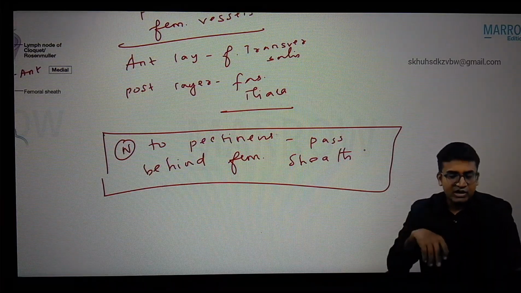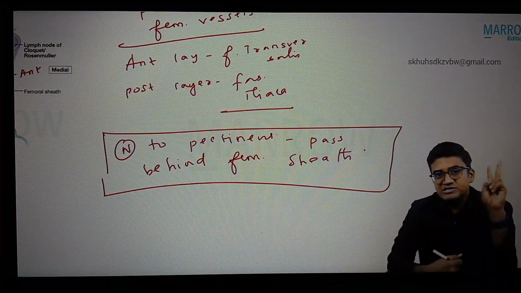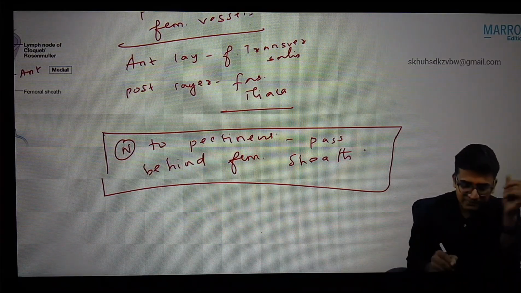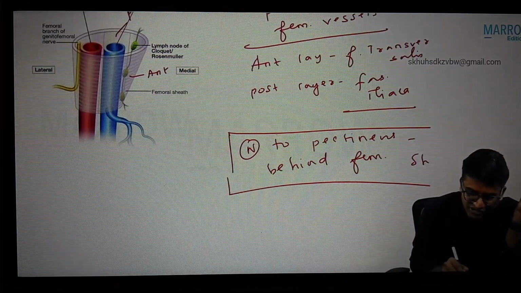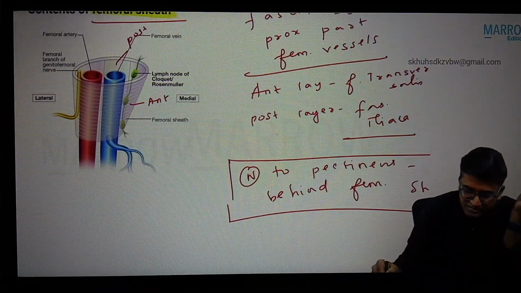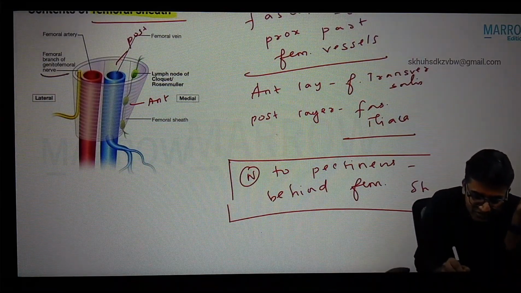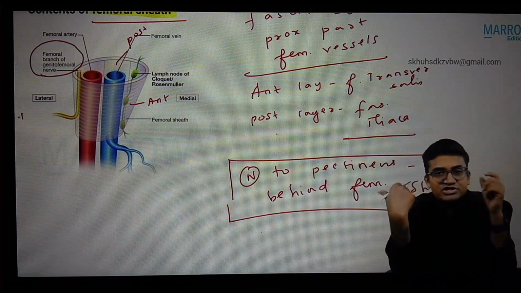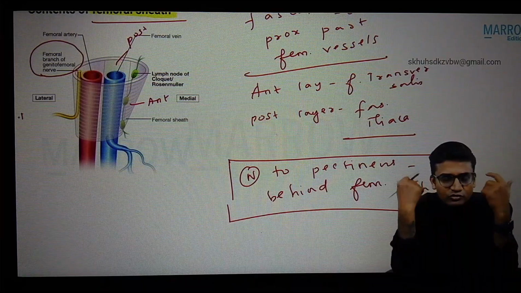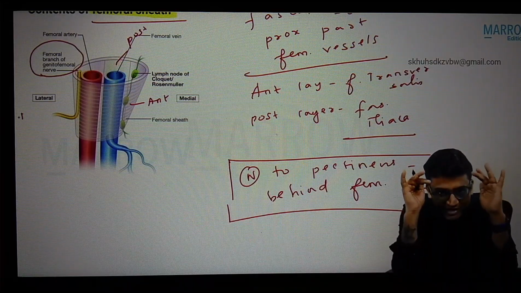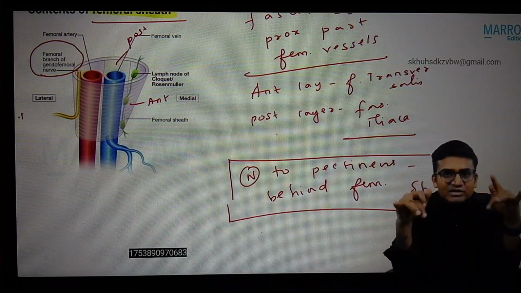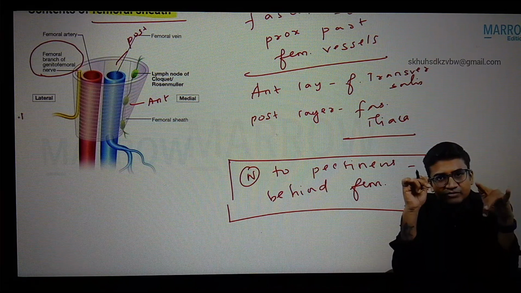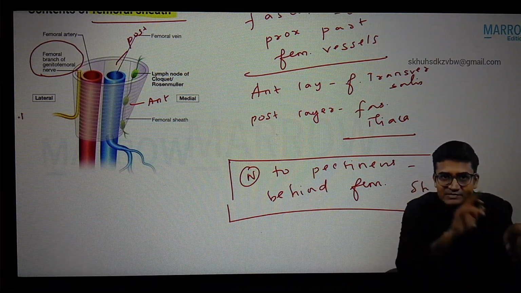Right. And two structures pierce the femoral sheath, laterally and medially. Laterally, the femoral sheath is pierced by, see the diagram, our femoral branch of the genitofemoral nerve. The femoral branch of the genitofemoral nerve, which is passing along the femoral artery in the middle of the sheath, pierces the femoral sheath in the lateral aspect.